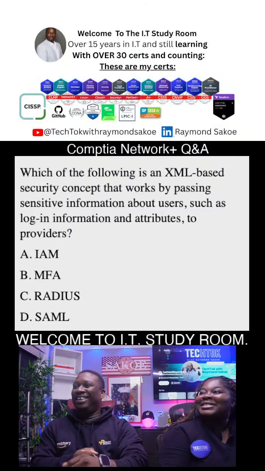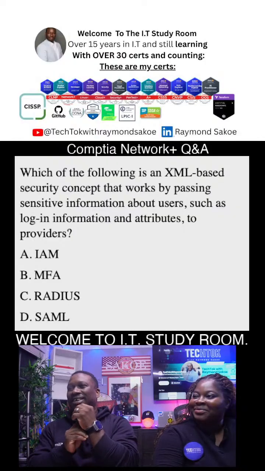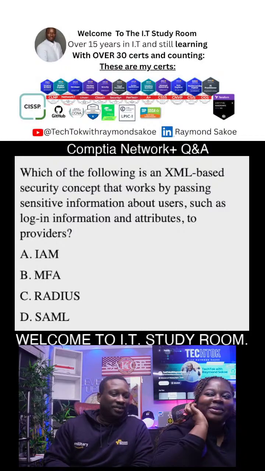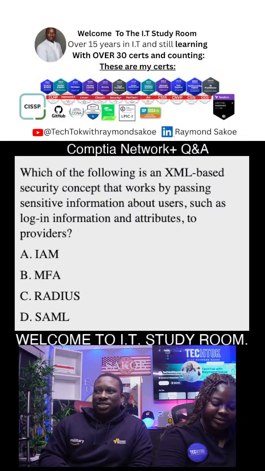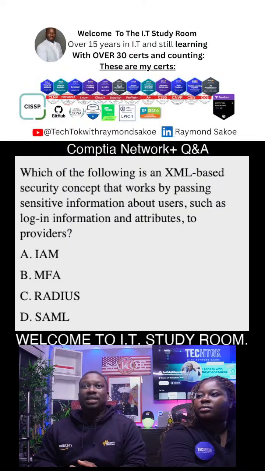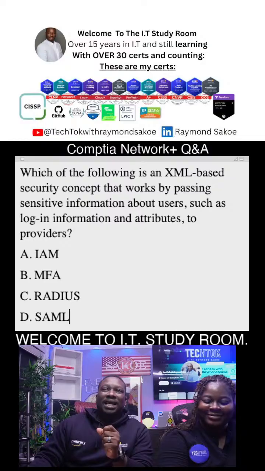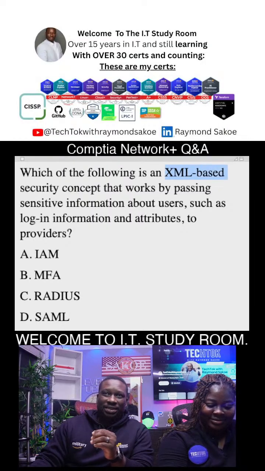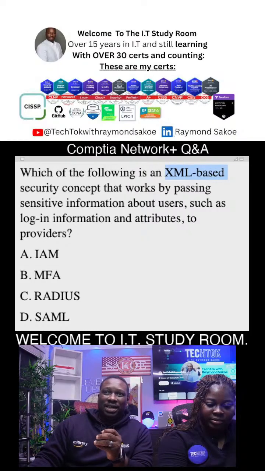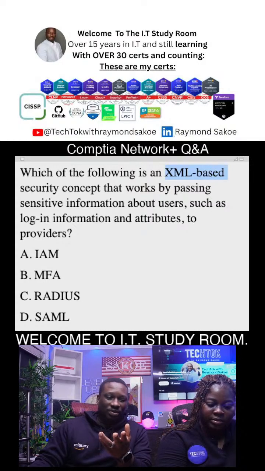Anyway, so is the answer D or not? Let's wait for CSSP. Okay. The answer is D, right? Security Assertion Markup Language. That is it. The question is asking which of the following is an XML-based security concept that works by passing sensitive information about users, such as their login information and attributes, to providers.